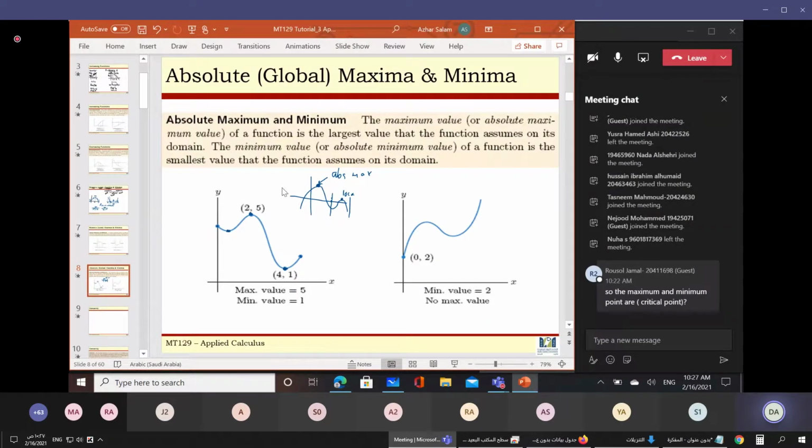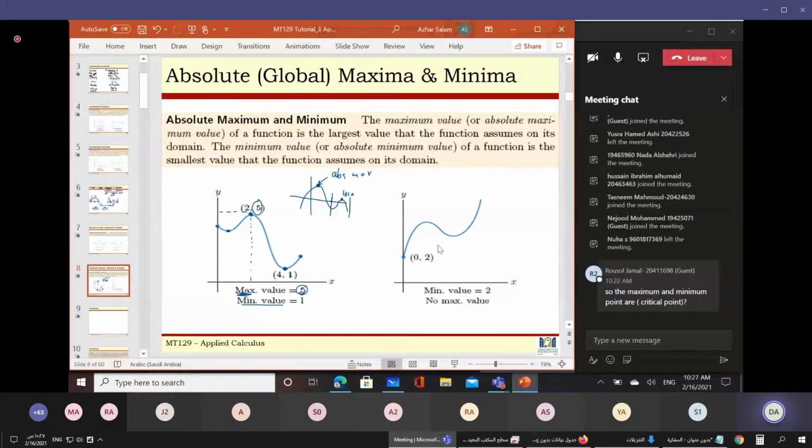للدالة. Okay? The maximum value here, the y component is 5, so add 5, okay? This is the y component, 5. The minimum value, the absolute minimum value at y equals 1. هذا الإحداث الصادي عند الواحد. ممكن أقول إنها النقطة 4 1 أو at x equals 4 or at y equals 1. It will be the same.